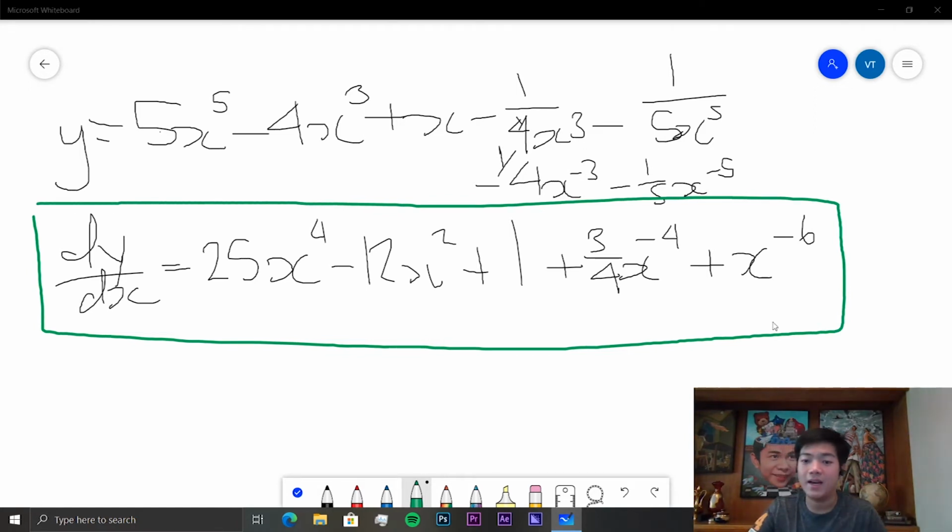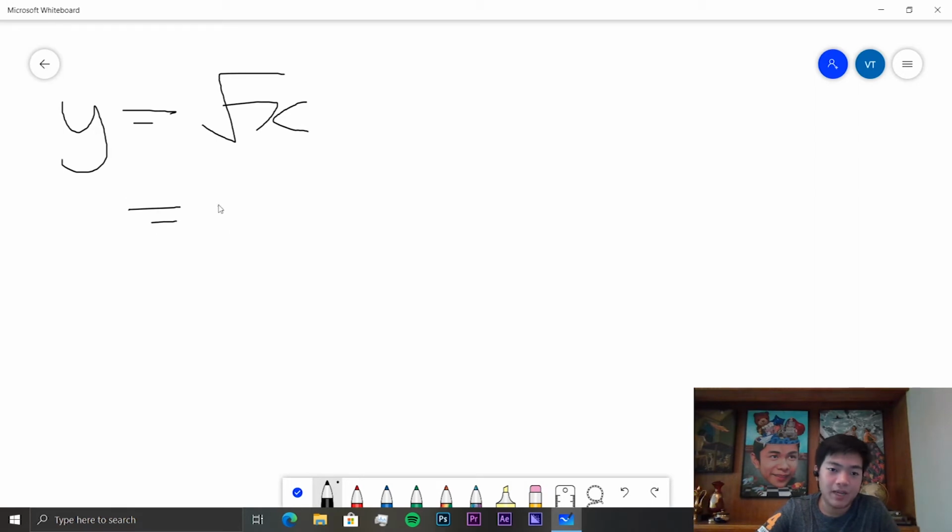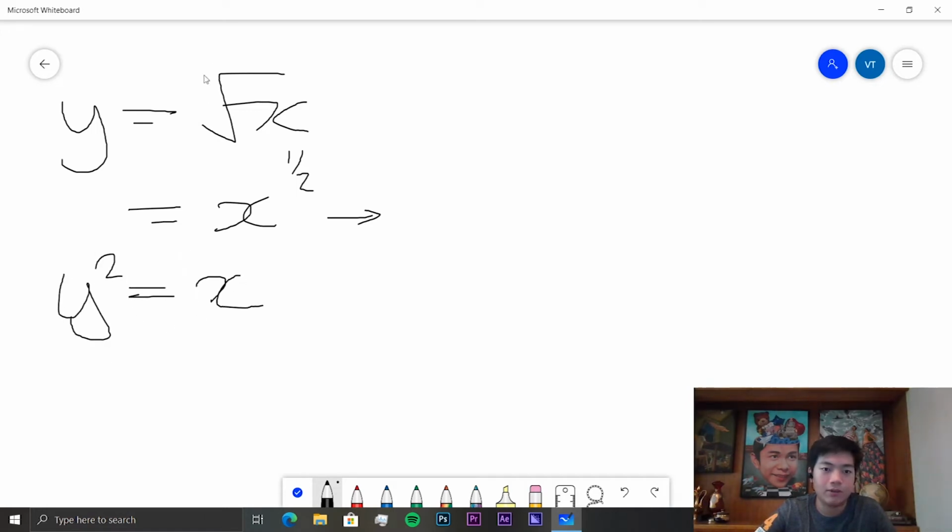So next we have the equation y is equal to the square root of x. Well, what will this be? Well, we need to express this as x to the 1/2. Remember that x to the 1/2 is equivalent to the square root of x, because if we write y is equal to x to the 1/2, then y squared must be equal to x. So therefore, it's equivalent to y is equal to the square root of x.